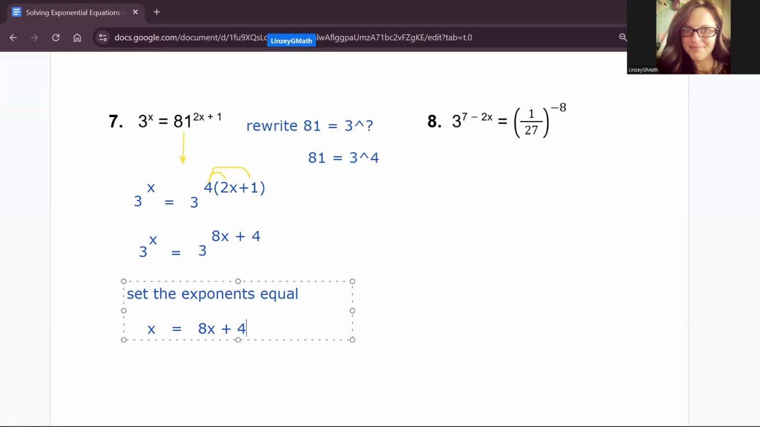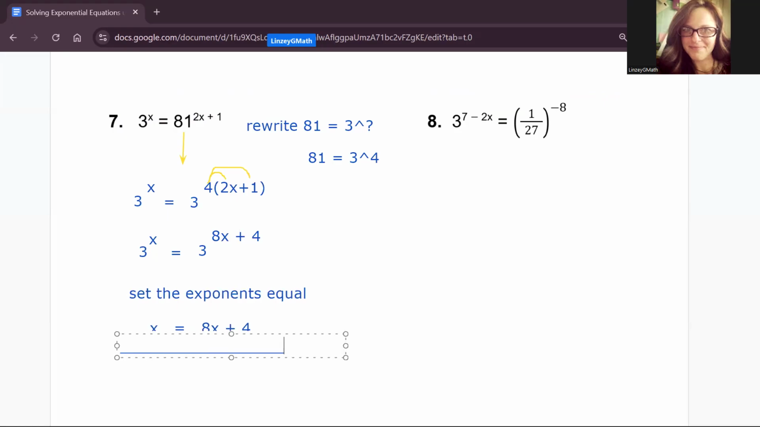And then we'll solve. I'm going to subtract 8x and bring it over to the other side of our equal sign. And we end up with negative 7x is equal to 4. And then we'll divide by negative 7, and we get negative 4/7. A negative fraction for our answer.